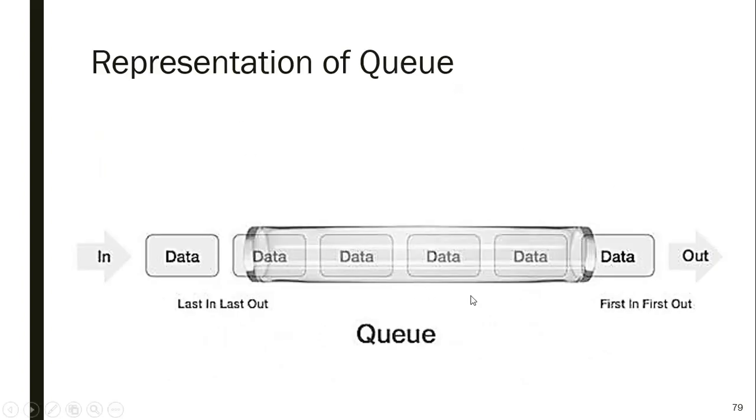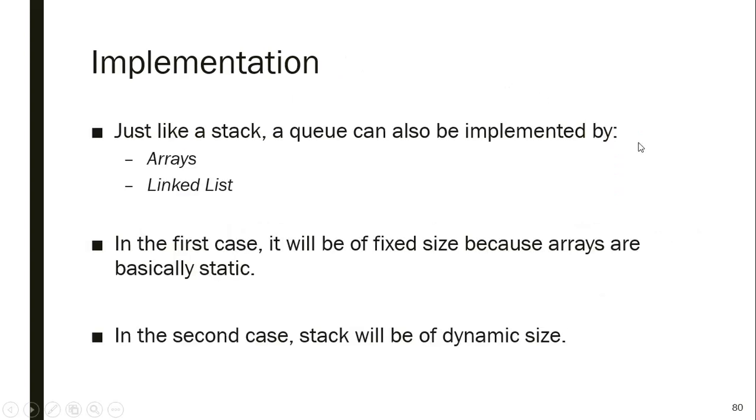So a queue can be represented in the following way: you can enter from one end of the queue and you can move out from the other end of the queue. This is called the rear end and this is called the front end. Just like stack, queues can also be implemented either by arrays or linked lists. In the first case, arrays are of fixed size, they are static, and in the second case, it can grow and shrink, or in other words, it is of dynamic size.